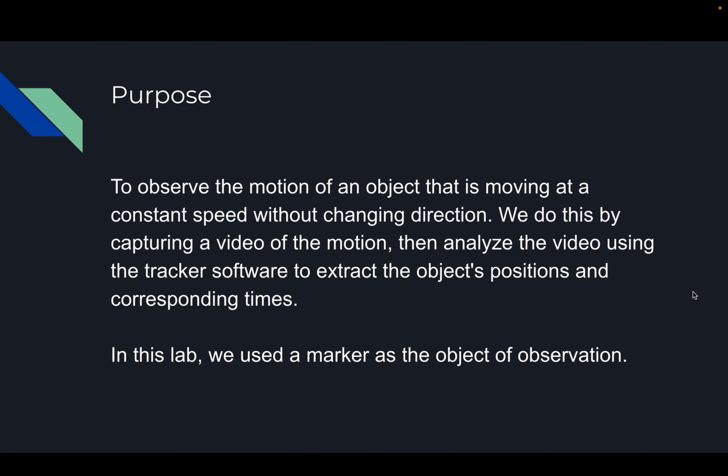The purpose of this lab is to observe the motion of an object that is moving at a constant speed without changing direction. We do this by capturing a video of the motion, then analyzing the video using the Tracker software to extract the object's position and corresponding times. In this lab, we use a marker as the object of observation.